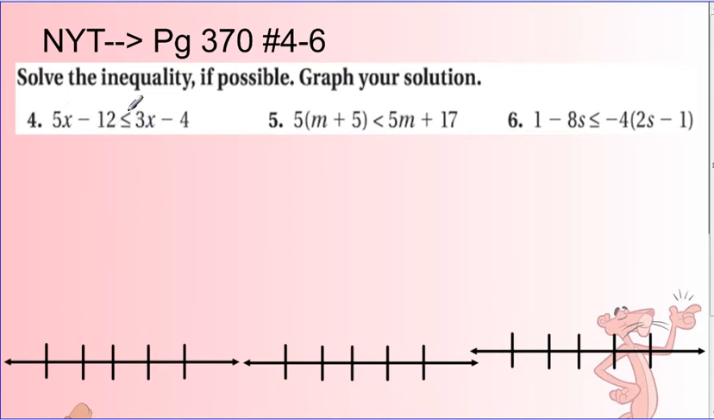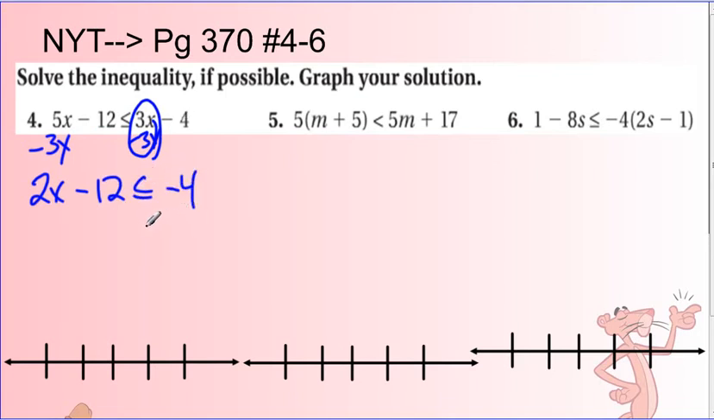I don't have any parentheses. Get rid of this 3x on the left-hand side, because I've got an x on both sides. So minus 3x here, these cancel, minus 3x there. So that gives us 2x minus 12 is less than or equal to negative 4. All right, so let's solve. So now we're going to add 12 to both sides. These cancel. 2x is less than or equal to 8.